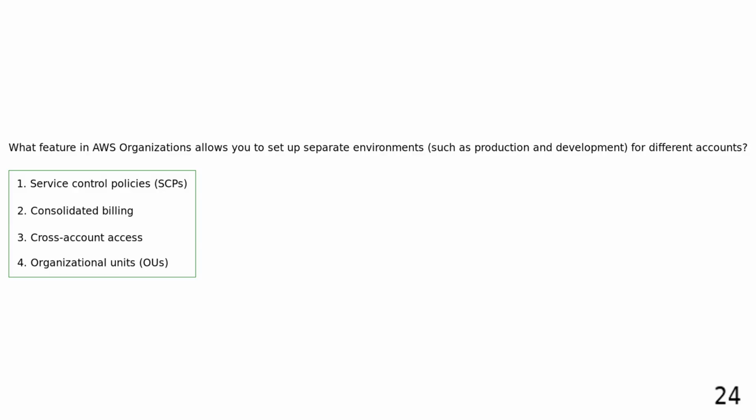What feature in AWS Organizations allows you to set up separate environments for different accounts? Service control policies. Consolidated billing. Cross-account access. Organizational units. Organizational units in AWS Organizations allow you to group accounts and apply policies as a single unit, making it easy to set up separate environments for different accounts.